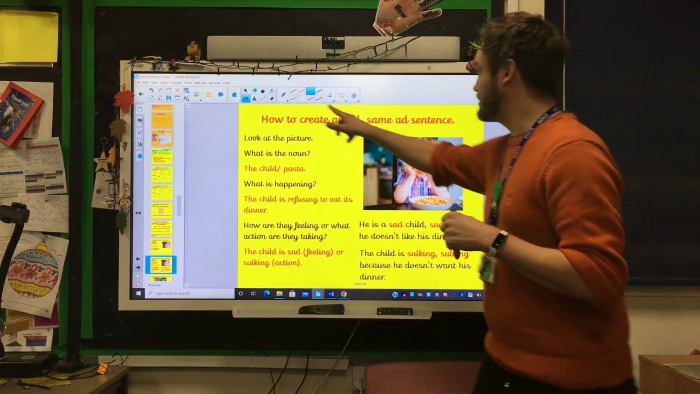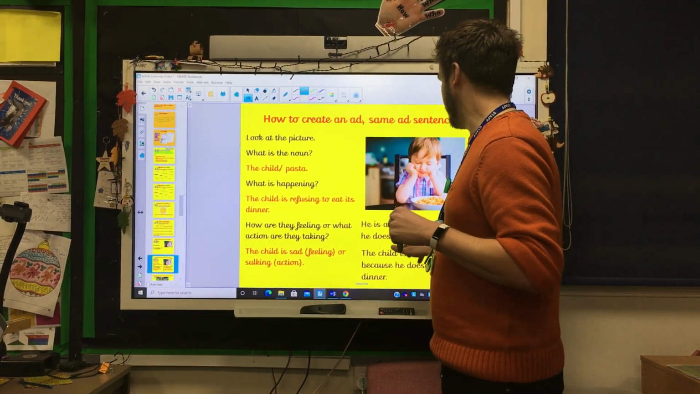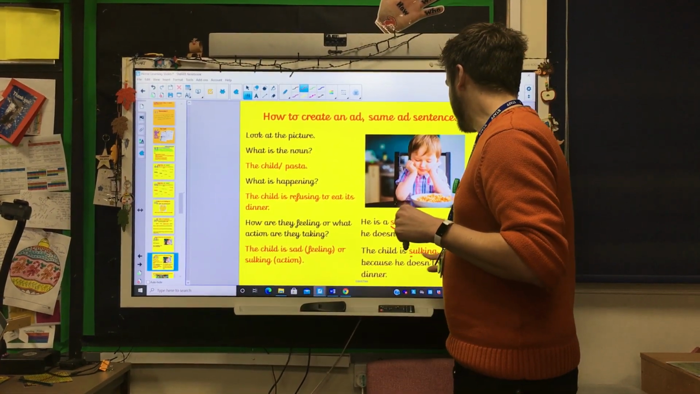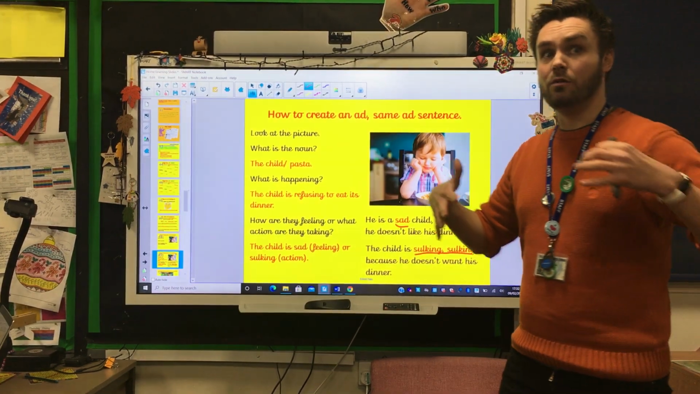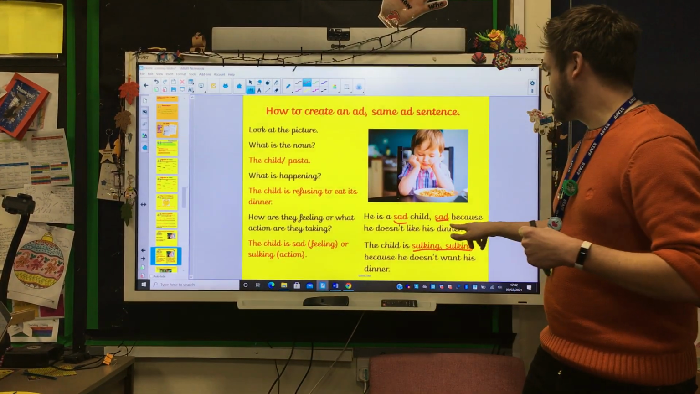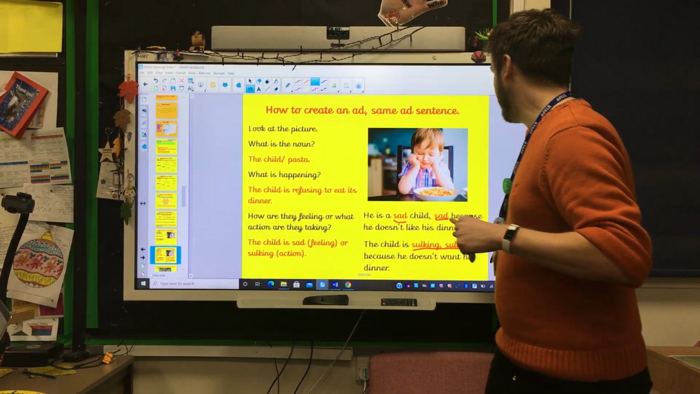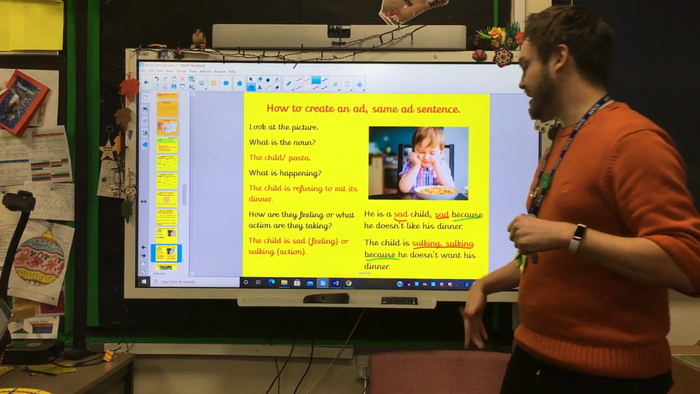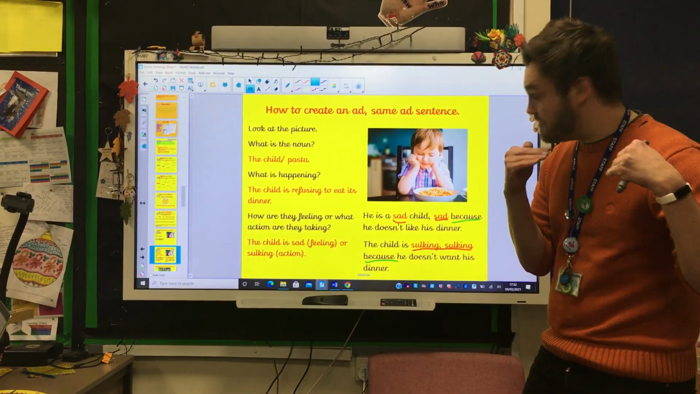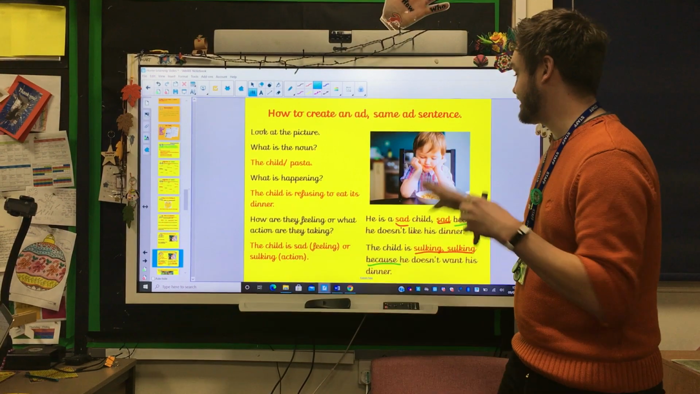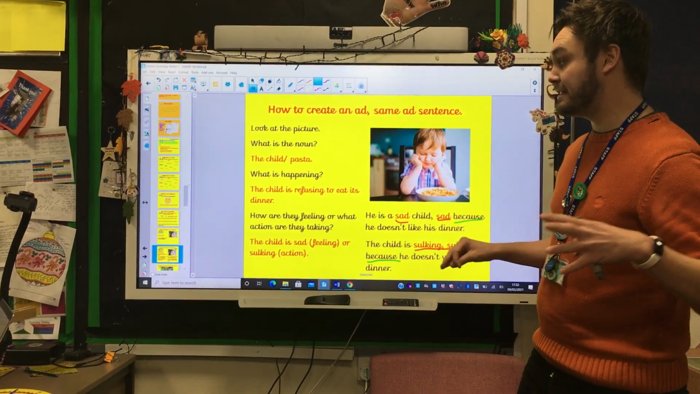The adjective, of course, is in red, not yellow, in red, that is describing how they're feeling or what they are doing. And then of course because is there to give that little bit extra information. Okay, the child, of course, the noun, you've notified that, you've obviously used that. That would be how you create the add, same, add sentence.